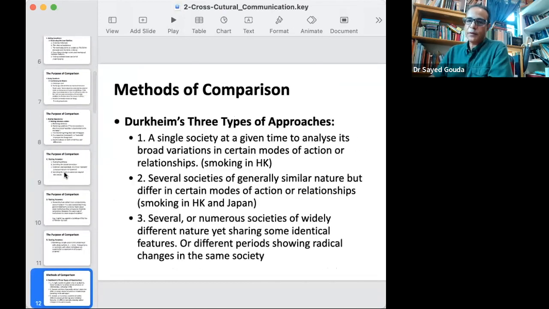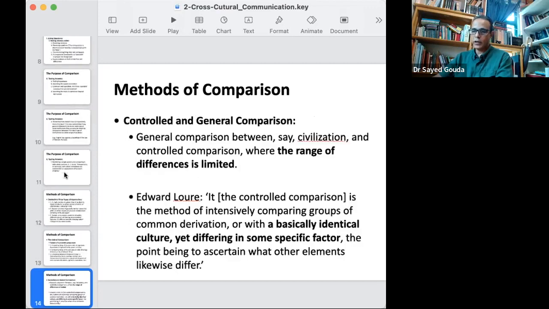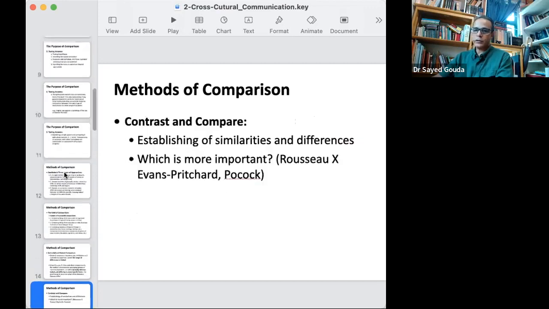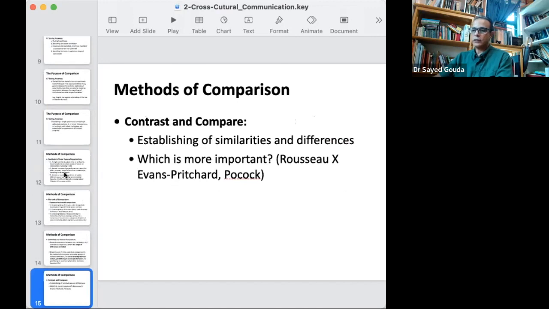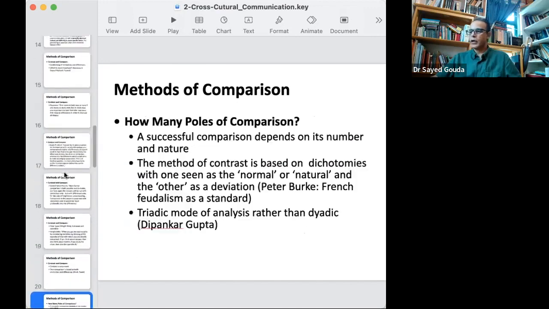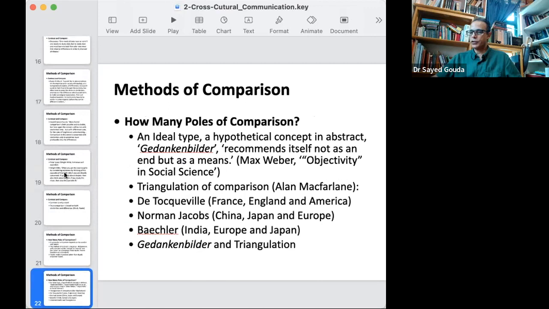I recommend this paper to you too. You can download it online. It's called To Contrast and Compare, by Alan McFarlane. You can find the PDF online. It's very interesting and not that difficult to understand. Okay, if there is no question, maybe I should go on, right?